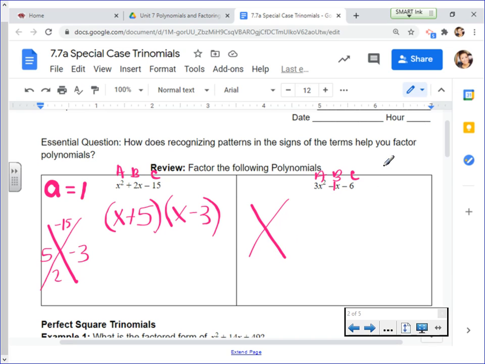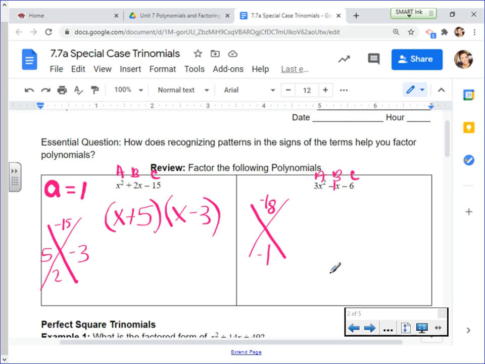Okay. Anyway, we're going to take A times C. 3 times negative 6. Negative 18. B is negative 1. So something that multiplies to give me negative 18 and adds to give me negative 1.